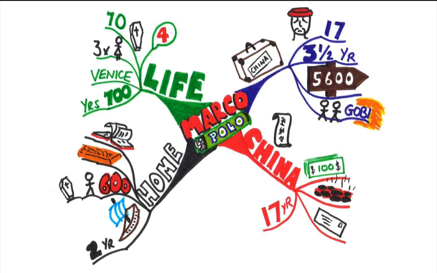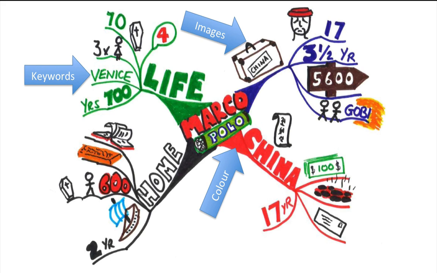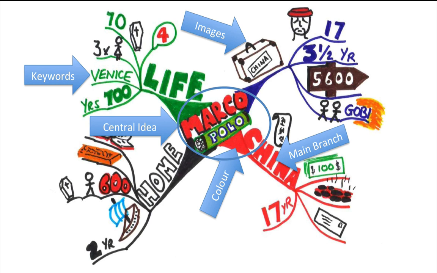So, what is a mind map then? Well, it is a visual representation of thoughts and ideas. They could be your thoughts or the thoughts of someone else that uses keywords, colour and images organised around a central idea. There are main branches radiating out from the central idea that are like the main headings, and then from those main branches radiate out smaller, thinner sub-branches that represent the detail of the topic.